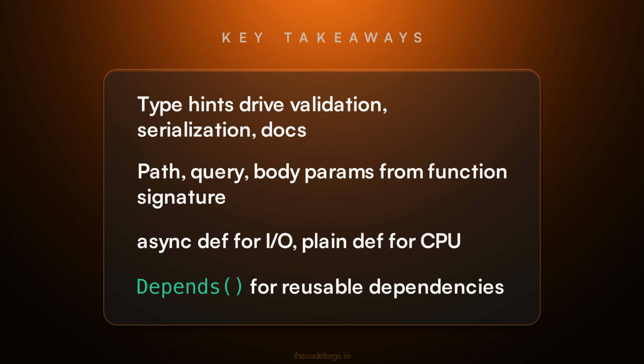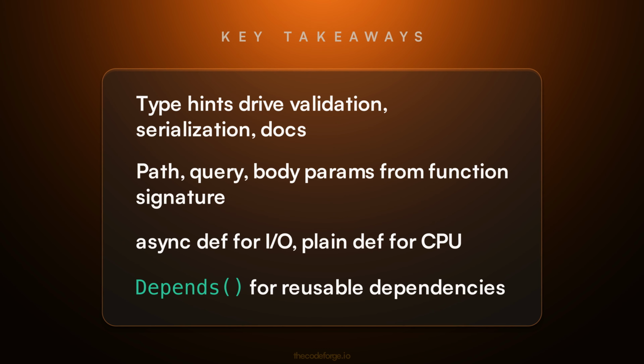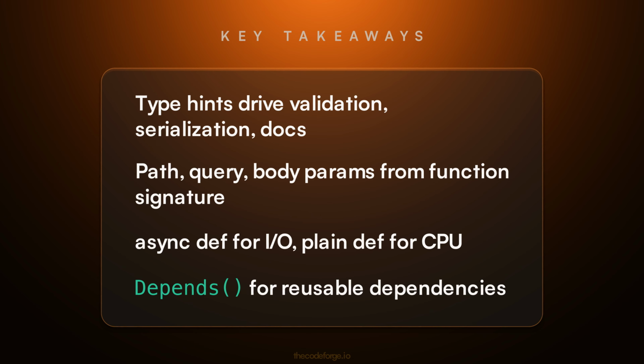FastAPI reads your Python type hints at startup to power automatic request validation, response serialization, and interactive docs. Path parameters identify resources, query parameters filter collections, and request bodies carry complex data. Use async def for I/O-bound endpoints and plain def for CPU work. Dependency injection via Depends keeps endpoints thin. Custom exception handlers ensure consistent error payloads. TestClient lets you test without a server.